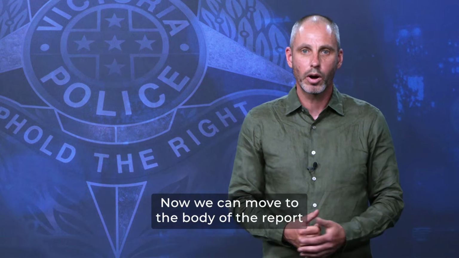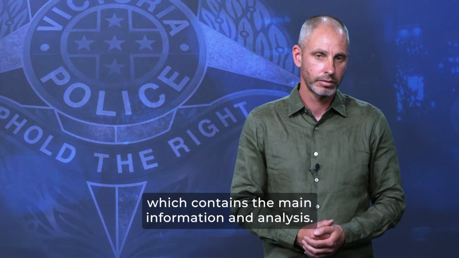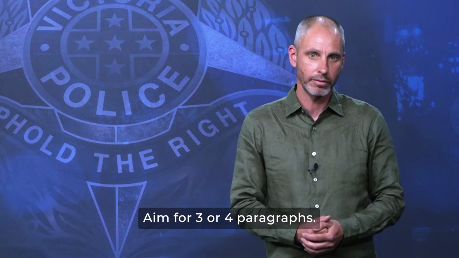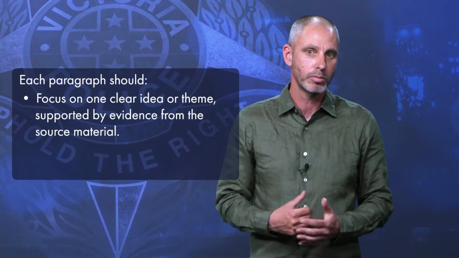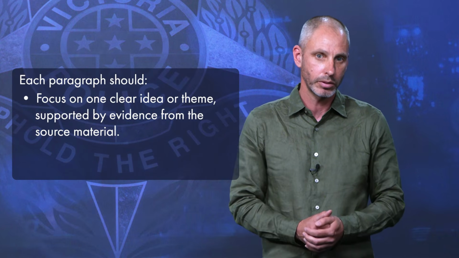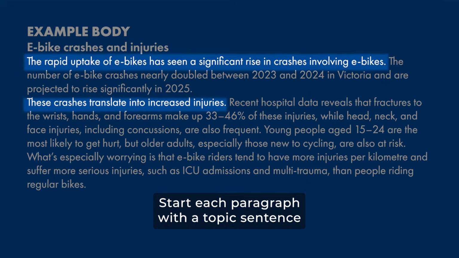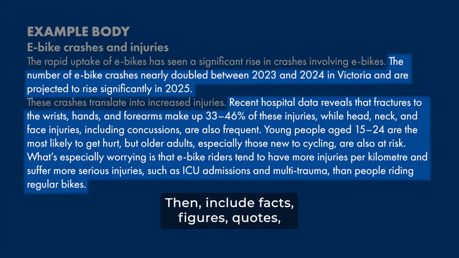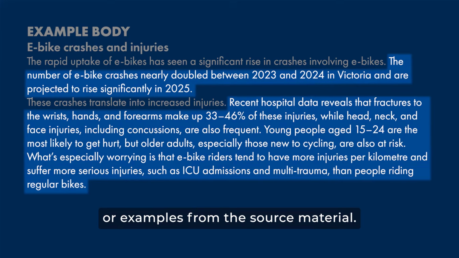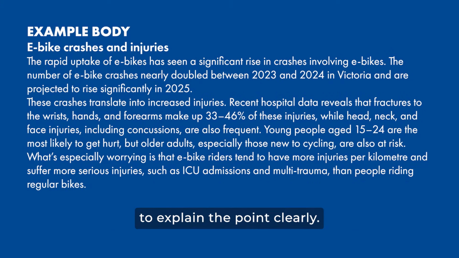Now we can move to the body of the report, which contains the main information and analysis. Aim for 3 or 4 paragraphs. Each paragraph should focus on one clear idea or theme, supported by evidence from the source material. Use subheadings to organise your paragraphs. Start each paragraph with a topic sentence that tells the reader what it's about. Then include facts, figures, quotes, or examples from the source material. You may need to combine information from more than one source to explain the point clearly.